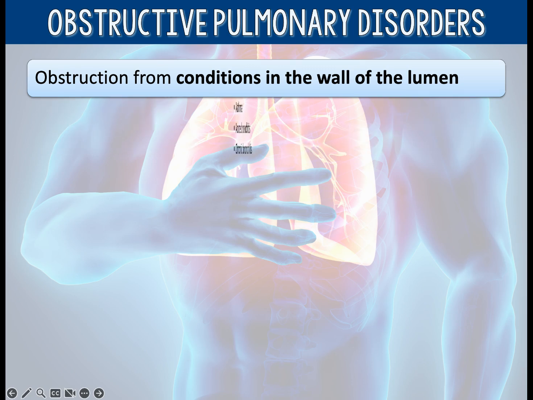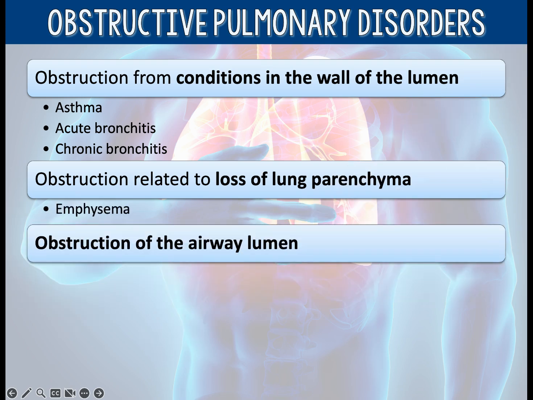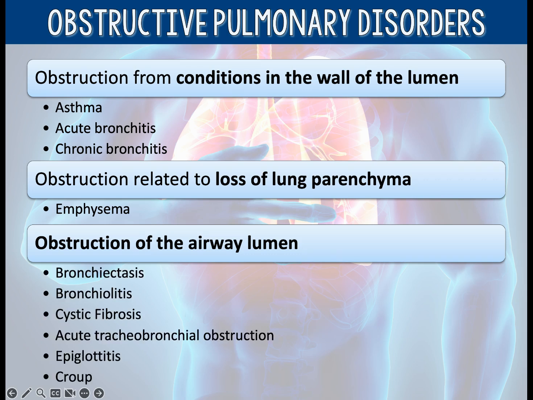And some examples of those are acute bronchitis, asthma, and chronic bronchitis. Then there's also obstruction that can be caused by loss of lung tissue, like emphysema. Other obstructions can be caused because there's an obstruction of the airway lumen itself, an obstruction in the airway tunnels themselves. And these are some examples that we're going to be looking at.